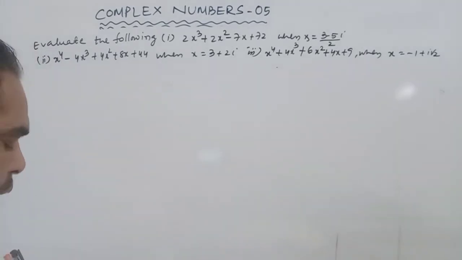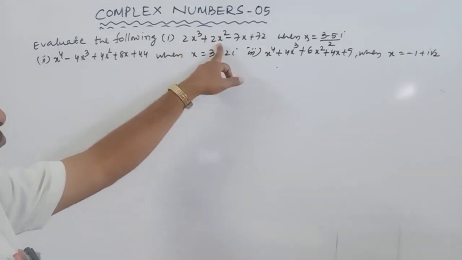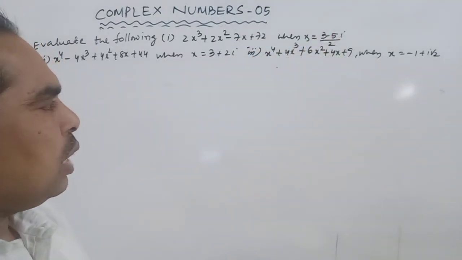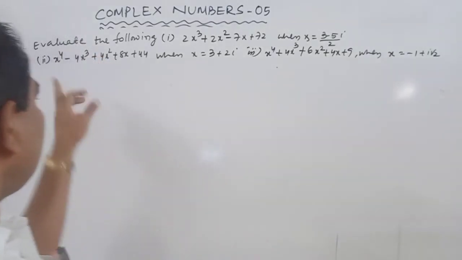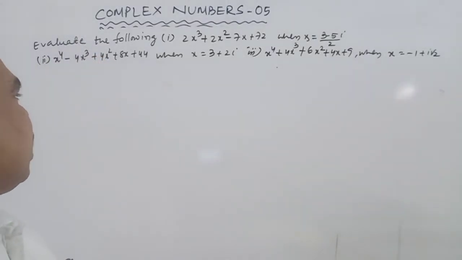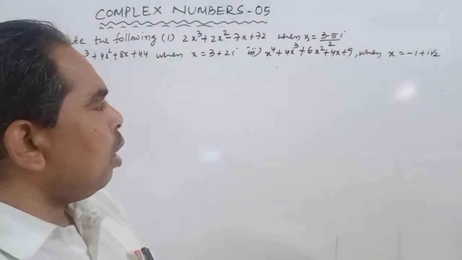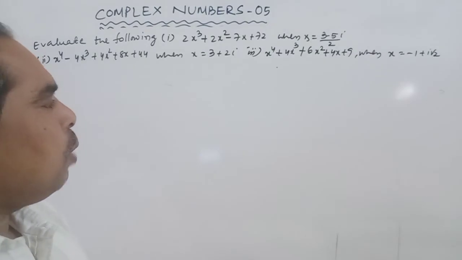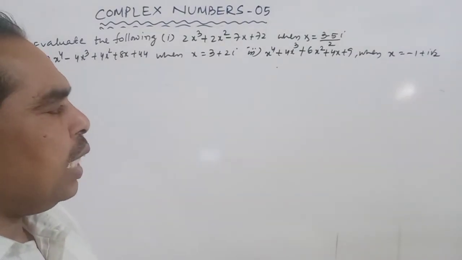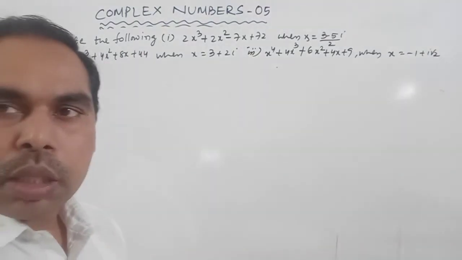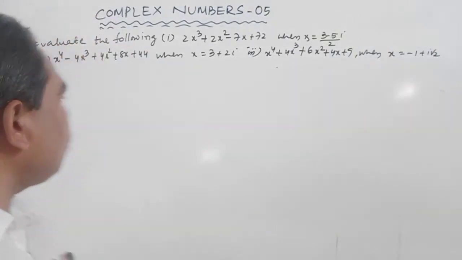Next questions: evaluate the following. Question 1: 2x cubed plus 2x squared minus 7x plus 72 when x is equal to (3 minus 5i) by 2. Question 2: find the value of x to the fourth minus 4x cubed plus 4x squared plus 8x plus 44 when x is equal to 3 plus 2i. Last one: find the value of x to the fourth plus 4x cubed plus 6x squared plus 4x plus 9 when x is equal to minus 1 plus root 2 i. Okay, so first, question number 1.